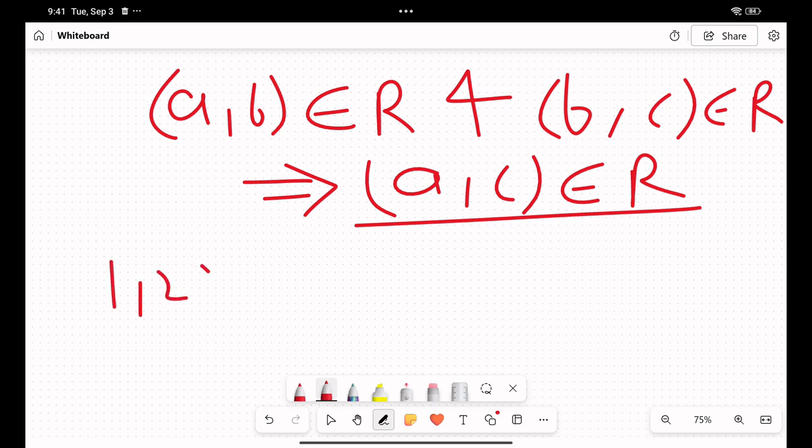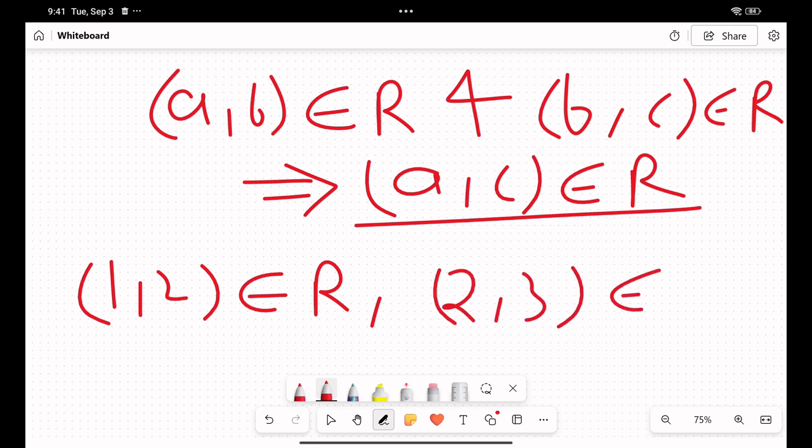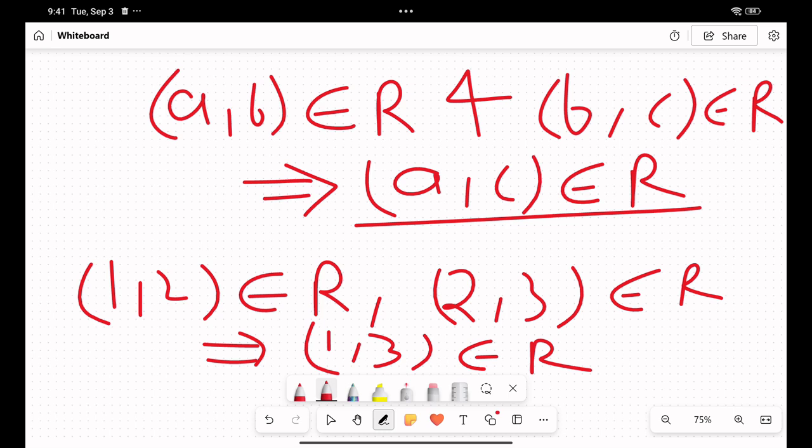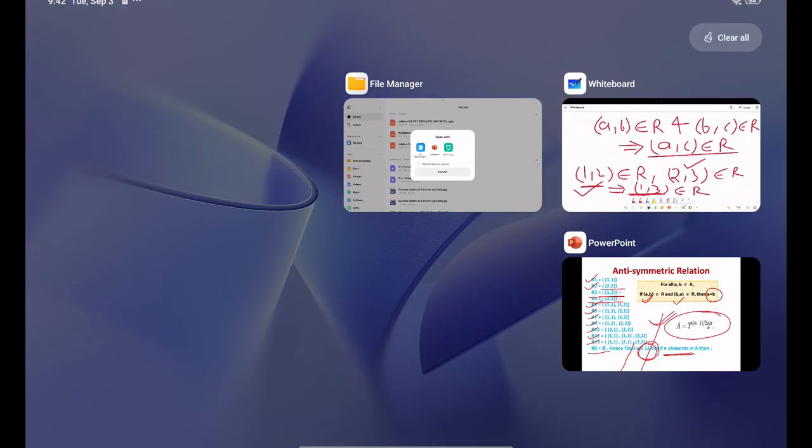If (1, 2) belongs to R, right, and (2, 3) belongs to R, it implies that (1, 3) must belong to R. If it is available in R, and this is also available in R, then this must be in R. What is the meaning of this? If anyone is not available, then okay, no problem. Okay, I will show. Now see here.